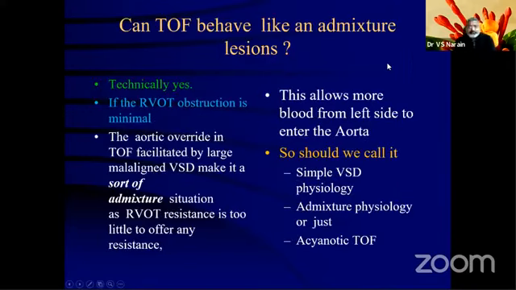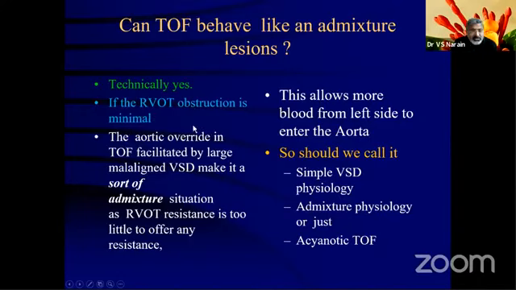So that much. And then there is a situation where some of the examiners can ask you, okay, what about tetralogy? Is tetralogy of Fallot a situation where you have reduced pulmonary blood flow? Or is it a situation where you can have increased pulmonary blood flow? Or is it an admixture lesion? So the answer is that technically tetralogy of Fallot could be called an admixture lesion if the pulmonary stenosis or the right ventricular outflow tract obstruction is minimal.